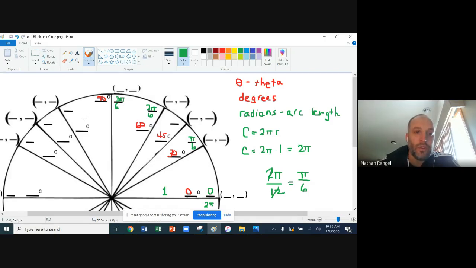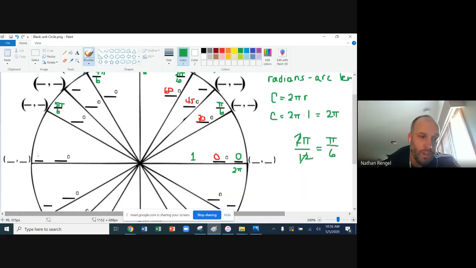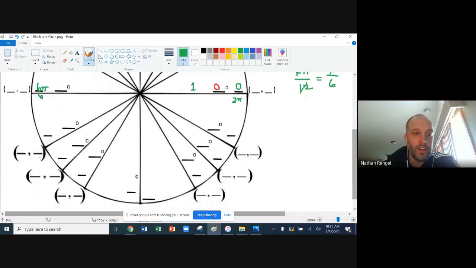And then over here where we'd have the 120, that's going to be 4 pi over 6. And the 150 is going to be 5 pi over 6. And we get to halfway around our circle is going to be 6 pi over 6. And you're probably noticing that some of these fractions can be simplified. We're going to go back and do that once we're done counting up by our pi over 6's. This would be 7 pi over 6.